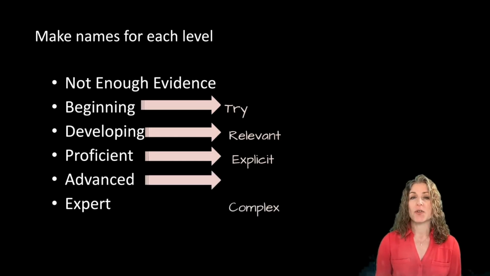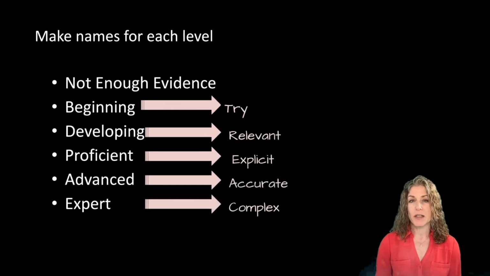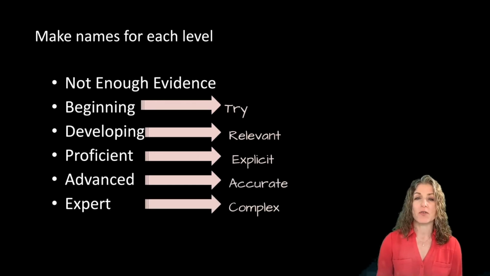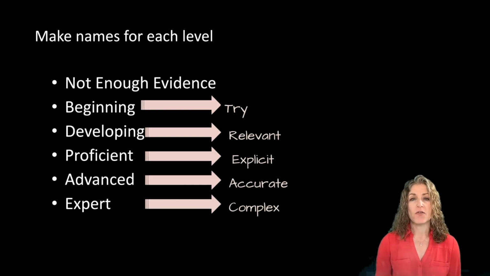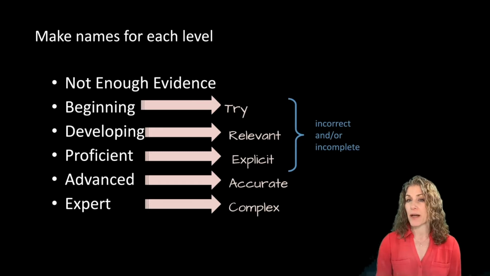Advanced means that the student produced a correct and complete response, while expert means that the student can produce a complex response that ties multiple ideas together. Notice the first 3 levels are incorrect or incomplete in various amounts. Try and relevant are both incorrect and incomplete, with relevant having some pertinent information. Explicit can be incorrect or incomplete, but the process is overtly present and correct. Not until accurate do the responses need to be both correct and complete.